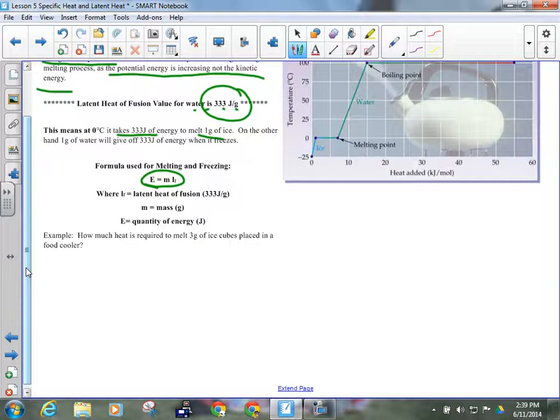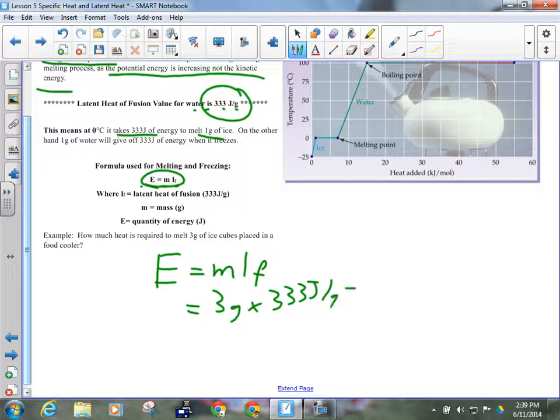All right, so first example here. Okay, how much heat would be required to melt 3 grams of ice cubes placed in a food cooler? All right, well, we know our formula is E equals MLF. All right, they told us that we're dealing with 3 grams here. All right, so 3 grams times the latent heat of fusion of water, 333 joules per gram. All right, what does that give us? 999 joules.